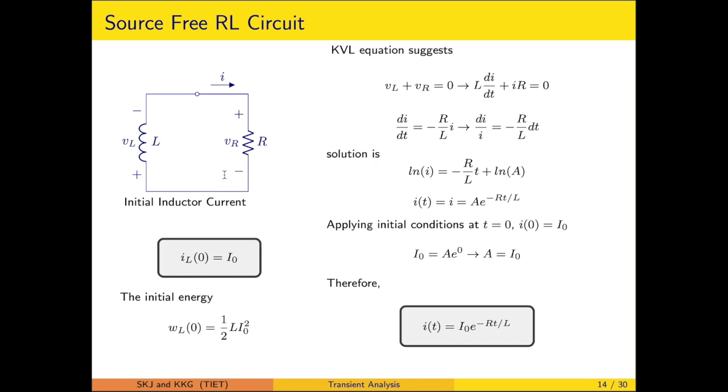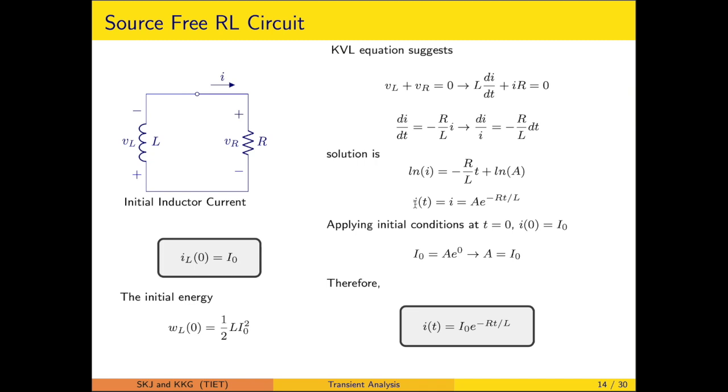As the current is common, we will be writing the KVL equation. That suggests the KVL: L dI upon dt plus IR is equal to 0. That has been worked out. We have rearranged the equation, so the current terms are on one side and the other side has the time dependent term. This is solved by the same arrangement.